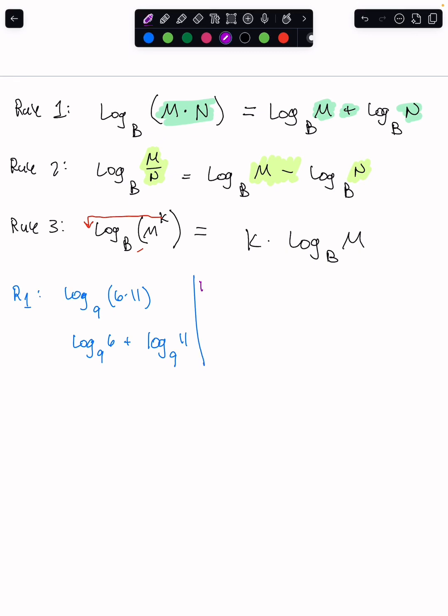Rule 2. If I had, let's use those same numbers, log base 9 to the 6 divided by 11, that's going to be equivalent to log base 9 to the 6 minus log base 9 to the 11.